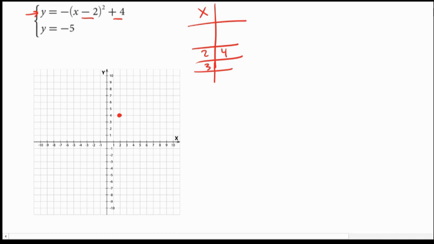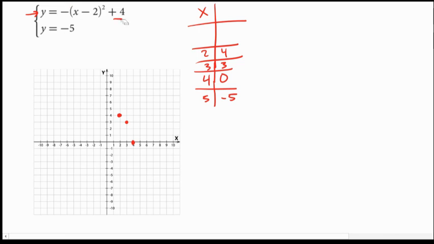So 3 minus 2 is just 1, squared is just 1. And then a negative in the front here times that is -1, plus 4 is just 3. We'll do another point here, at 4. So if I plug in 4 into the equation, 4 minus 2 is 2, squared is 4, -4 plus 4, which is 0. And then I'll do one more point here at 5. If I plug in 5, 5 minus 2 is 3. 3 squared is 9. 9 times -1 is -9, plus 4 is -5.